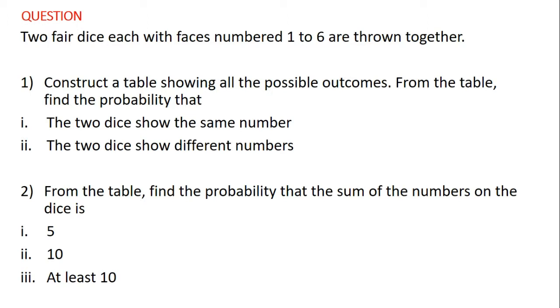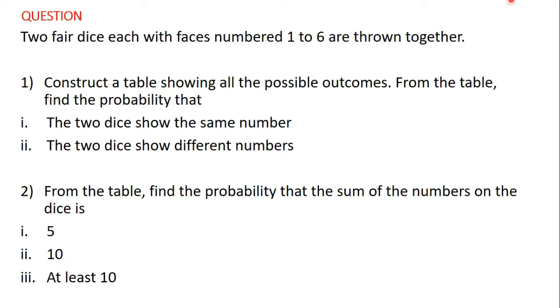1. Construct a table showing all the possible outcomes. From the table, find the probability that (i) the two dice show the same number, (ii) the two dice show different numbers. 2. From the table, find the probability that the sum of the numbers on the dice is (i) 5, (ii) 10, (iii) at least 10.